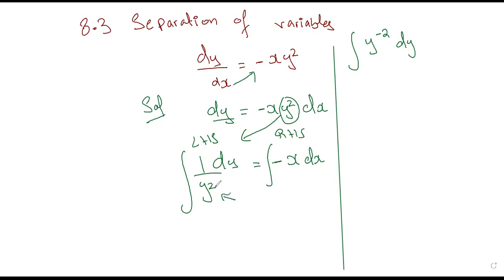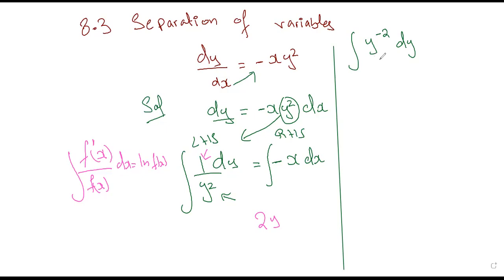You are close. But look, for ln y square, what is the condition? We need to have f dash of x divided by f of x, right? For this type of form, we get ln f of x. What is the derivative of y square? It is 2y. We don't have 2y in the numerator, right? So we cannot write the ln thing, okay? Have you understood this?